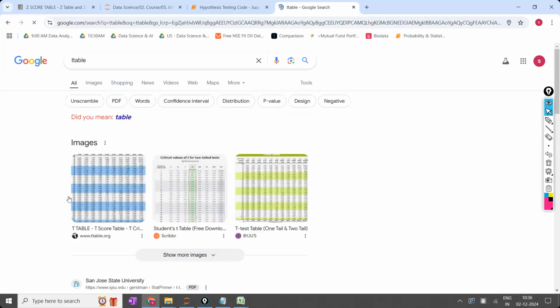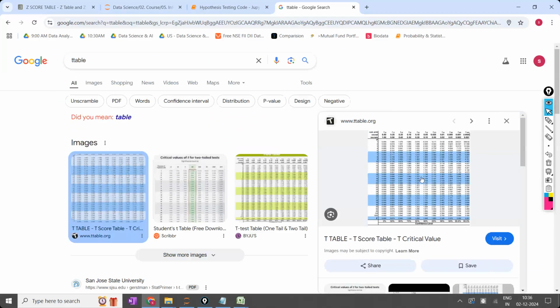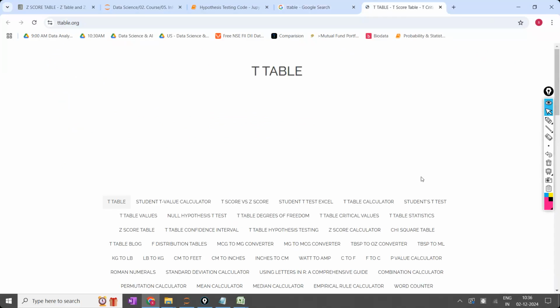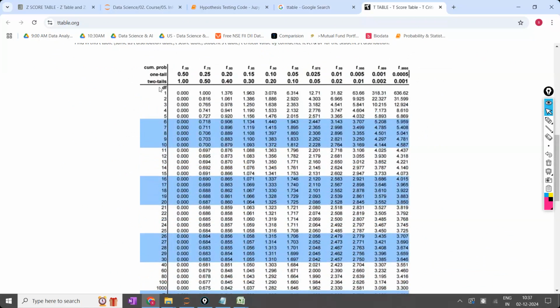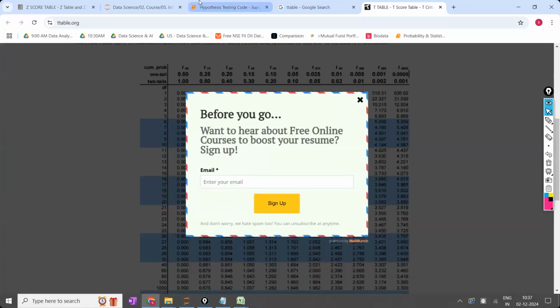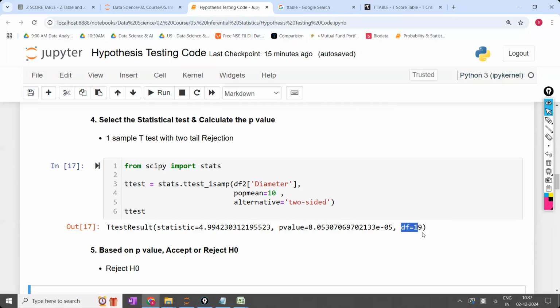Now see here, I'm going to get the t-table like this. In the t-table, you have df. What is meant by df? Degrees of freedom. In the hypothesis test also you have the degrees of freedom. What is the degree of freedom? It is 19. Why 19? Because the number of samples is 20, and 20 minus 1 is 19. Degree of freedom is nothing but n minus 1.